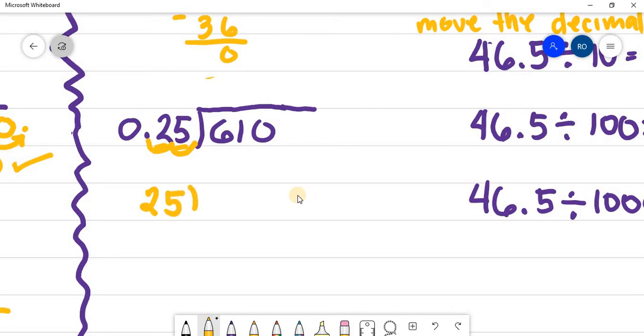So our divisor is now 25. Of course, if you move the decimal point of the divisor, we will also move the decimal point of the whole number, or the dividend, twice also to the right. So we have to move twice also. 1 and 2. The decimal point is here, so we have to add 2 zeros. We have now 61,000.